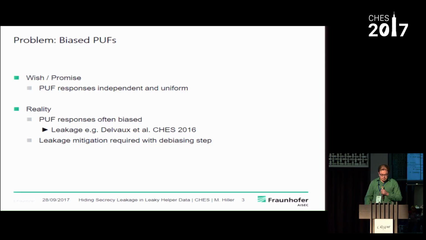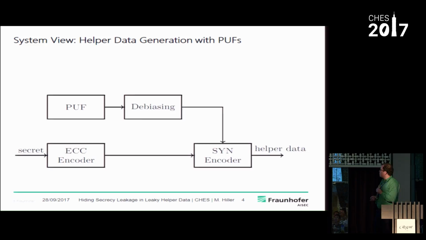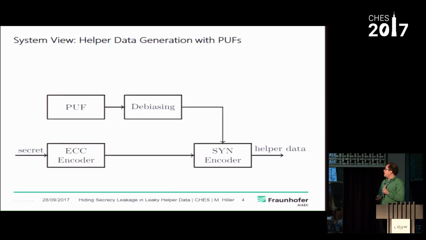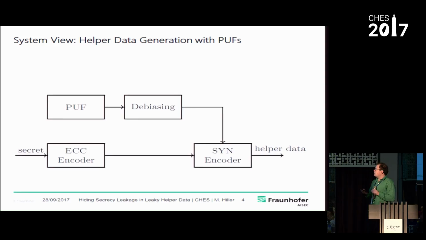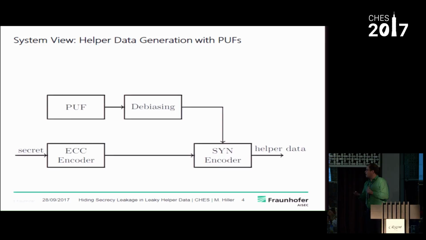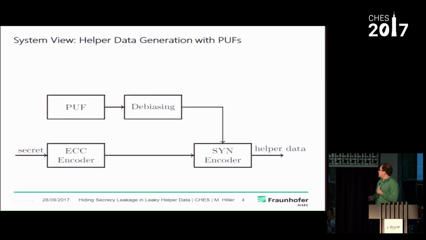So let's take a look at the system. Looking at the helper data generation, we have two paths, the upper path coming from the PUF and a lower path with the encoder. In the upper path, we have a PUF with a biased PUF response. This PUF response is then fed into a debiasing step where the biased distribution is turned into something uniform. In the lower path, we have either a secret or a random number, and it's fed into the encoder of an error-correcting code to add redundancy and enable error correction later on. Then in the next step, we have the syndrome encoder that has the debiased PUF response and also the codeword of the ECC as inputs, and we generate helper data with that.